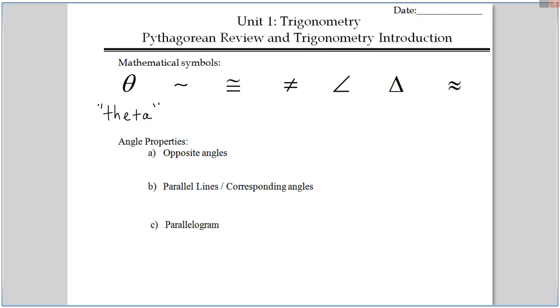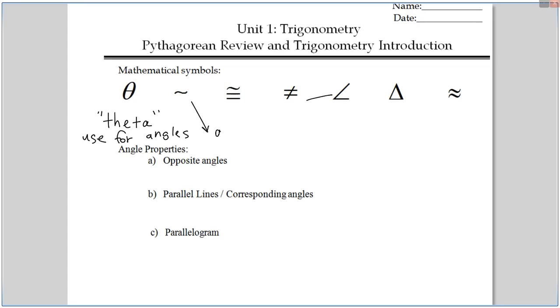Okay, so theta is what we're going to use for angles. We're going to use that for the symbol for angles. Now these next couple symbols, like I use this one with the squiggle. I'll use this one to approximate.